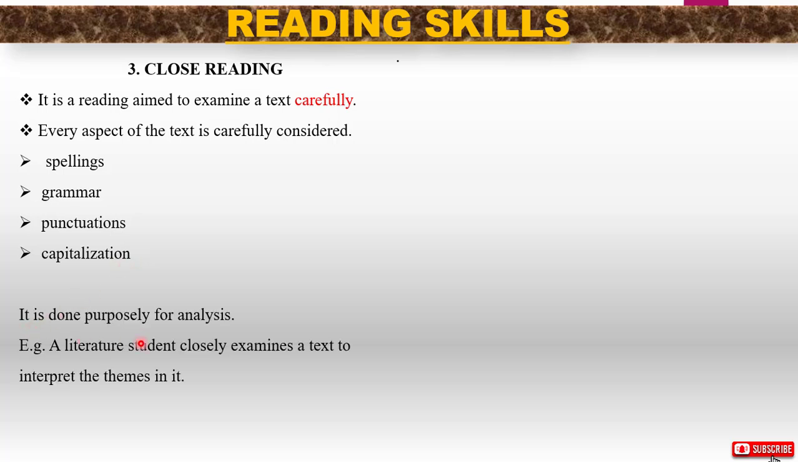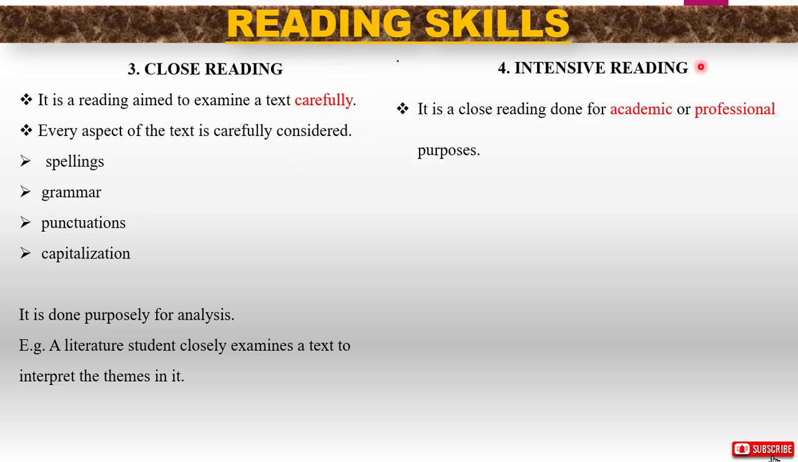So it is done purposely for analysis. For example, when a literature student closely examines a text to interpret the themes in it, then this person is going to use the close reading technique. The person will consider every aspect of the text in order to come out with the themes that he is looking for. That is the meaning of close reading. Examining a text carefully.